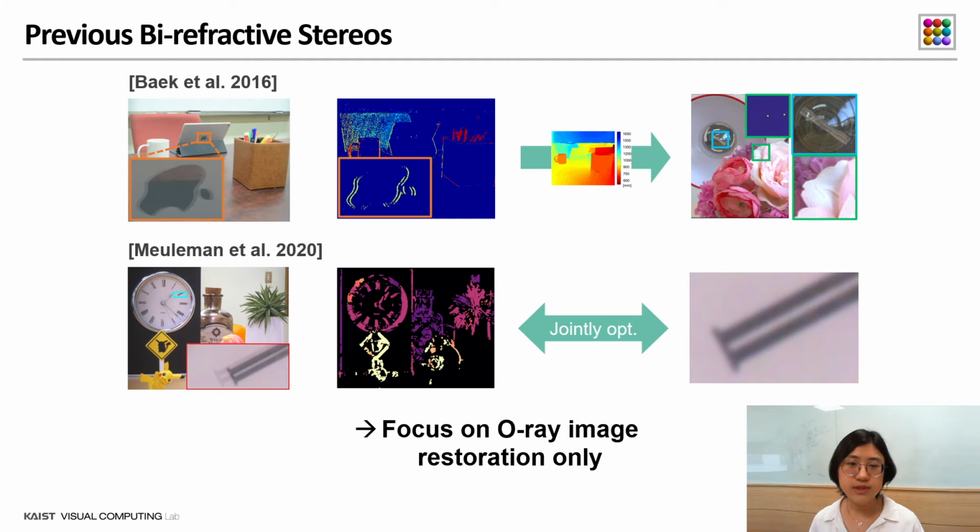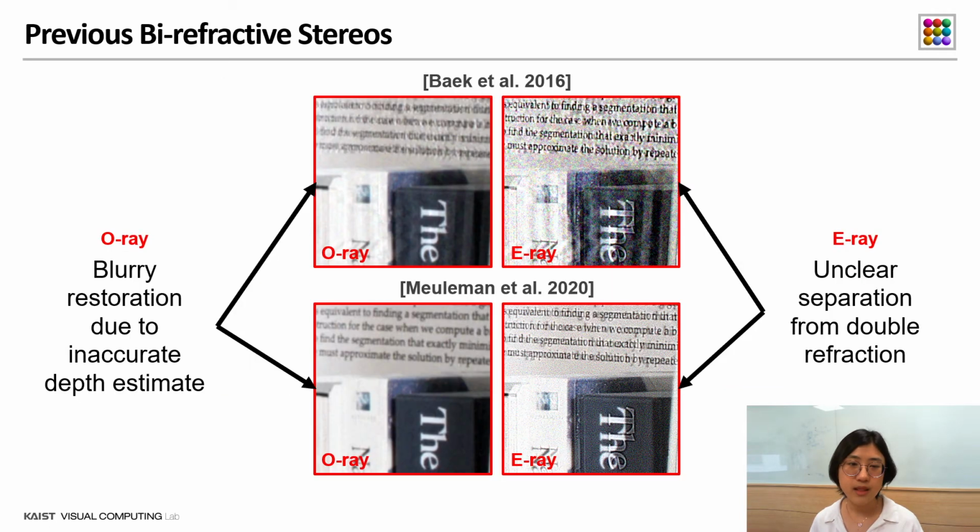Previous work exploits birefractive stereo for RGBD imaging. This method estimates stereo depth maps and color images, but they focus on restoring the clean o-ray image only. When both o-ray and e-ray images are restored by the previous methods, the restored images often present blurriness due to the preceding inaccurate depth estimates, and the restored images are not clearly separated from the input double refraction images.